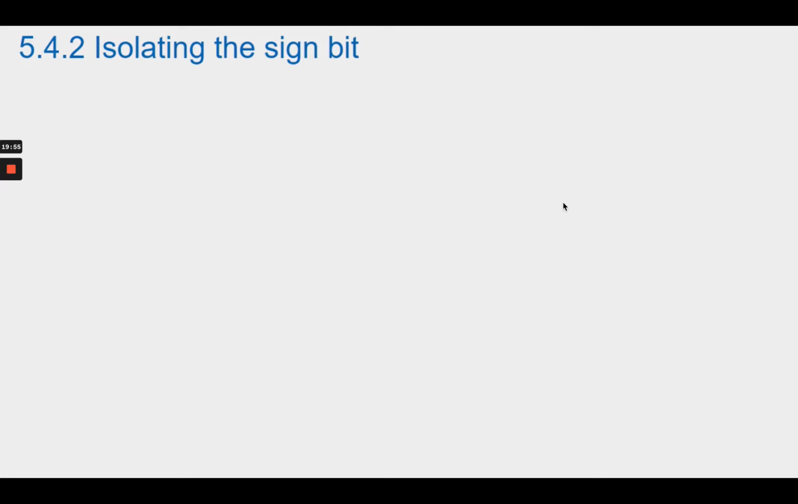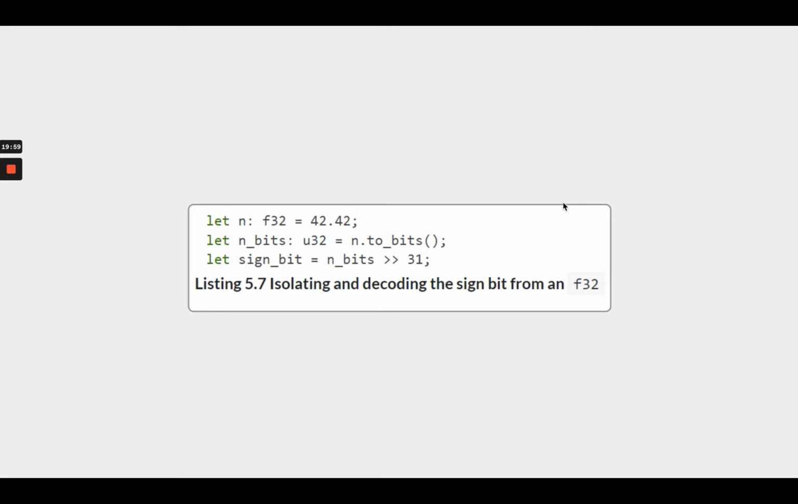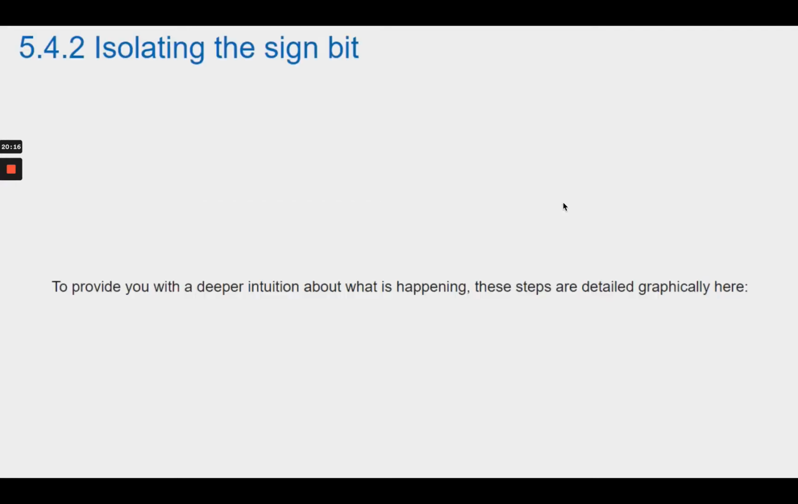Section 5.4.2, Isolating the sign bit. To isolate the sign bit, shift the other bits out of the way. For F32, this involves a right shift of 31 places, >> 31. The following listing is a short snippet of code that performs the right shift. To provide you with a deeper intuition about what is happening, these steps are detailed graphically here.